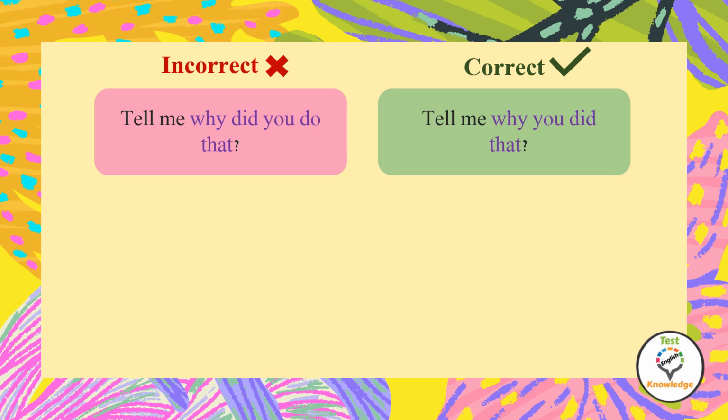Tell me, why did you do that? Tell me why you did that. Because we're using "tell me" at the beginning of the sentence, we have to use subject auxiliary inversion. So we have to replace "did" with "you", and we have to omit the verb "do" in the first sentence.